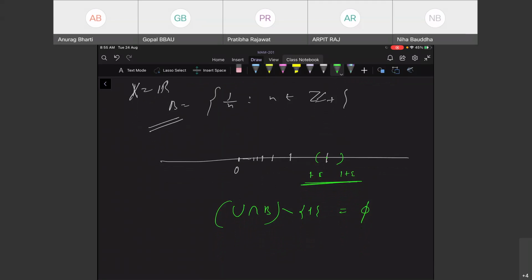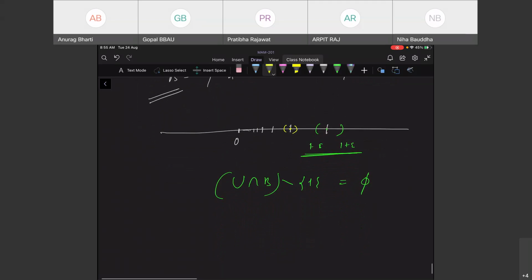Similarly for this half, take a small neighborhood. If you take a bigger neighborhood, then this 1 by 3 will be there. But when we talk about limit point, we take every neighborhood of A. So when we have to show that this is not a limit point, we have to give at least one neighborhood which does not intersect with A minus X.